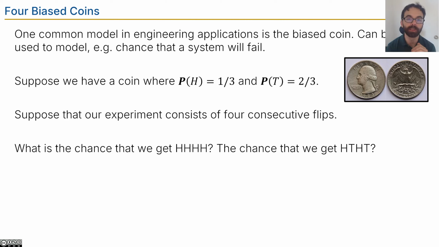So first question I have for you is, what is the chance, if each individual heads is 1/3 chance and each tail is 2/3, that we get 4 heads? The other question is, what is the chance that we get heads, then tails, then heads, then tails? That specific sequence. Again, I encourage you to pause and try and work it out.